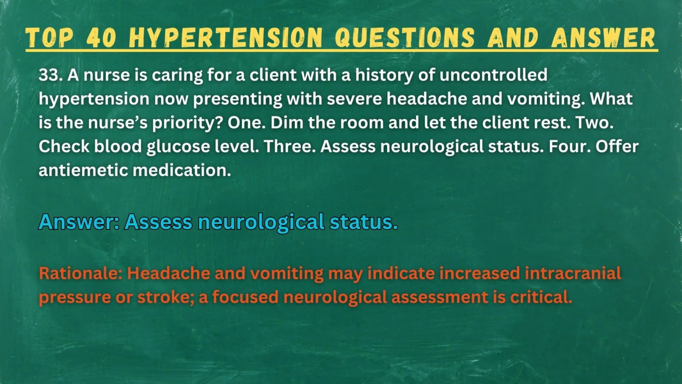33. A nurse is caring for a client with a history of uncontrolled hypertension, now presenting with severe headache and vomiting. What is the nurse's priority? 1. Dim the room and let the client rest. 2. Check blood glucose level. 3. Assess neurological status. 4. Offer antiemetic medication. Answer: Assess neurological status. Rationale: Headache and vomiting may indicate increased intracranial pressure or stroke. A focused neurological assessment is critical.